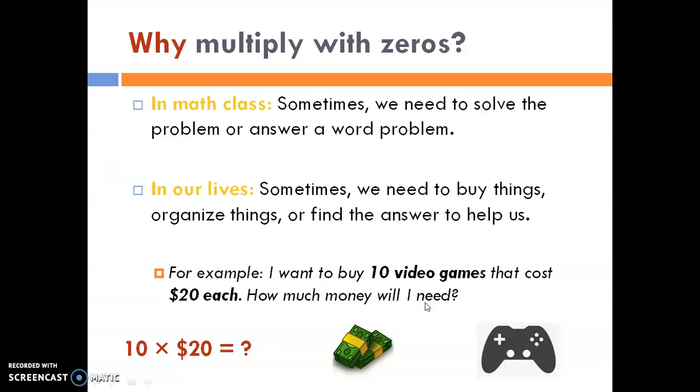Why multiply with zeros? In math class, certainly we have to do this. But also in our lives, sometimes we need to buy things, organize things, or find other answers. Here's an example. I want to buy 10 video games that cost $20 each. How much money will I need? Here's the problem. Some of you already know the answer. Some of you maybe not. I will show you a trick that will help you solve all kinds of these problems.